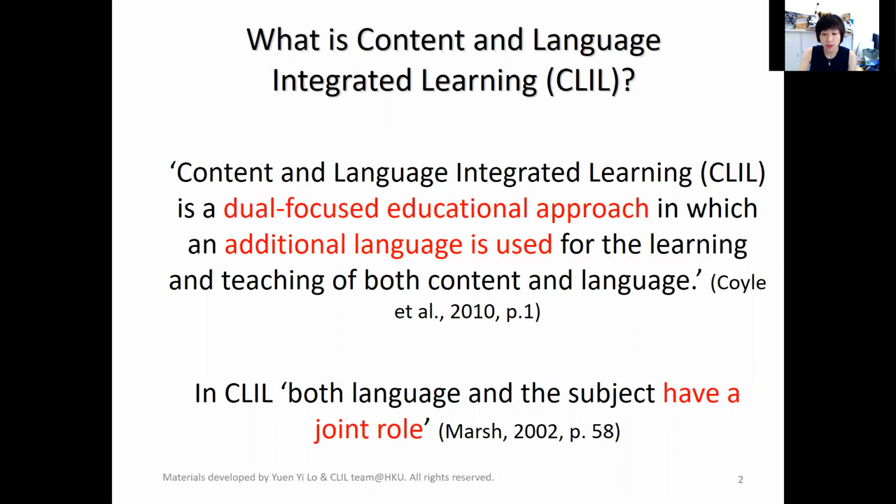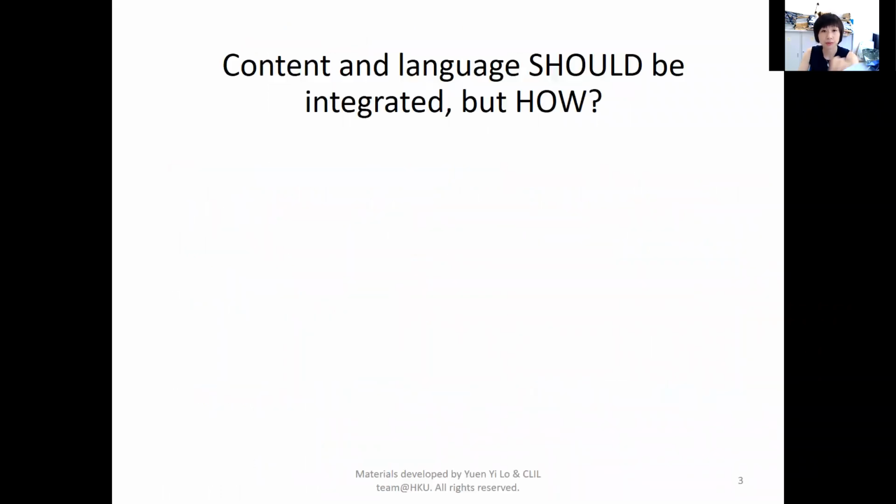More and more researchers have argued for more explicit instruction of language, especially in contexts where students' exposure to target language is limited to CLIL classrooms. In general, the rationale behind integrating content and language teaching is that language learning can be facilitated by the meaningful communicative context provided by content subjects. So content and language should be integrated, but the question is how to do so in real practice.